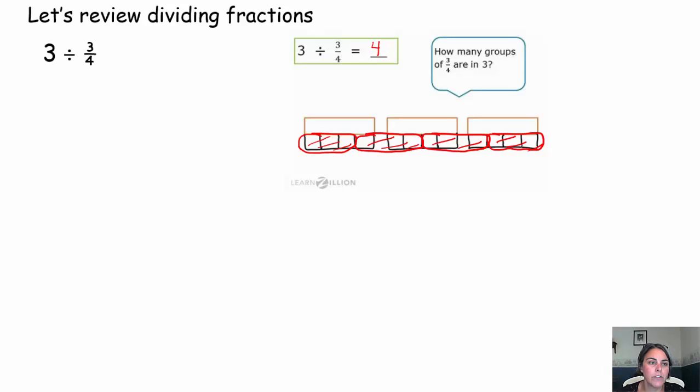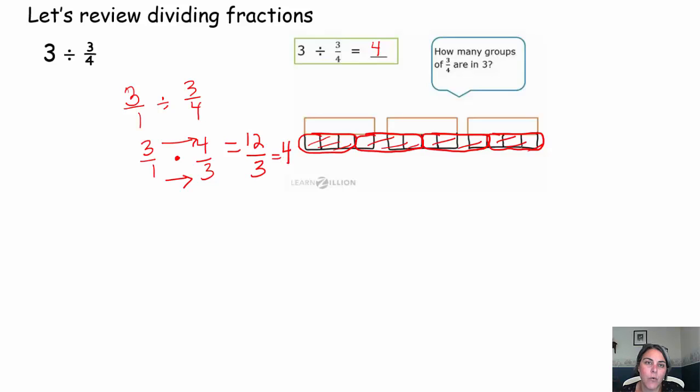Let's just remind ourselves, 3 is the same as 3 over 1 divided by 3/4. If I look here, you probably from years past either said skip, flip, and multiply, or maybe you said drop, change, flip, whatever works for you. Multiply straight across the top, straight across the bottom. 3 times 4 is 12. 1 times 3 is 3. 12 divided by 3 is 4.